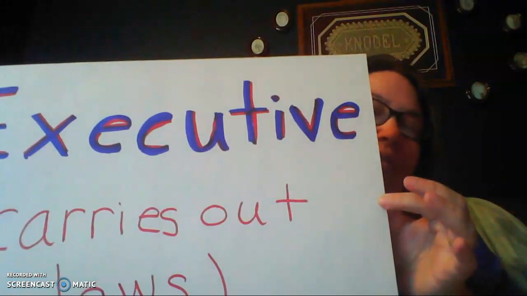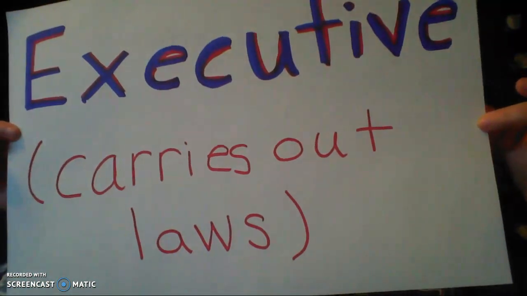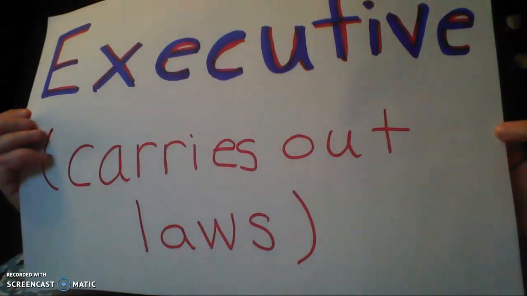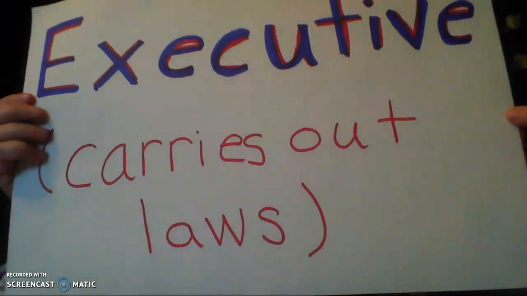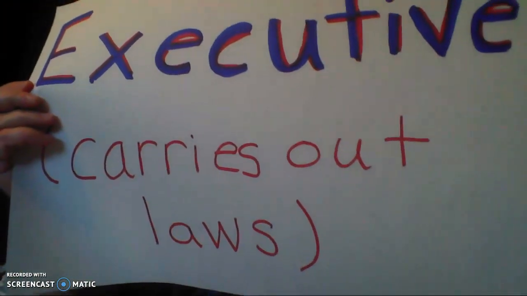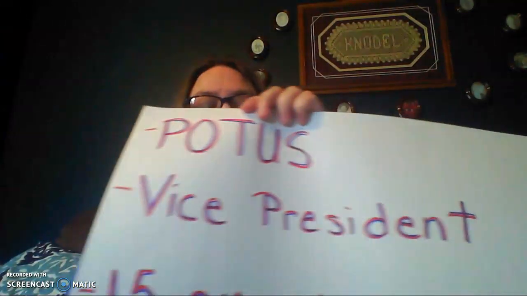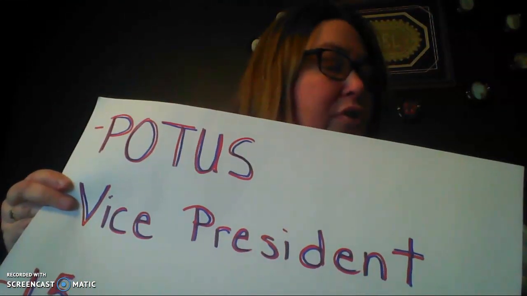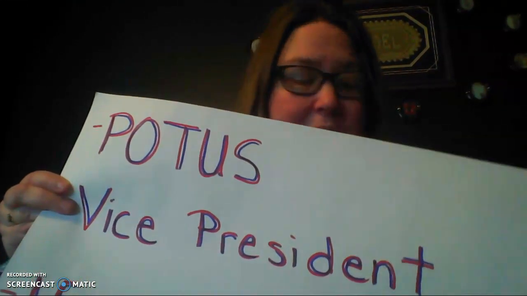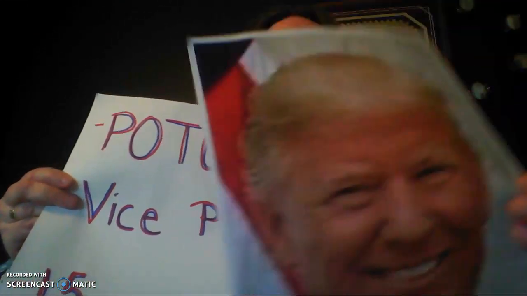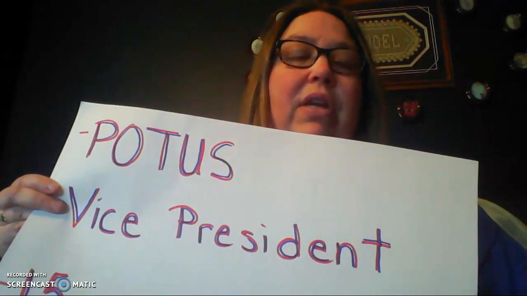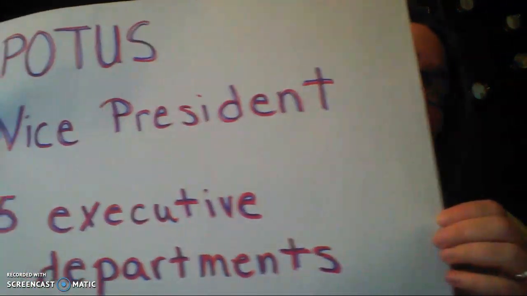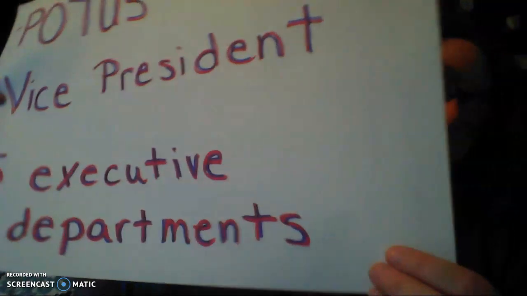Next, we have the executive branch. The executive branch is the branch that carries out the laws. The executive branch is made up of several parts as well. The executive branch is made up of our POTUS. For those of you who don't know what a POTUS is, the POTUS is the President of the United States, which happens to be Donald Trump at this time. Also, it includes the Vice President and 15 executive departments.